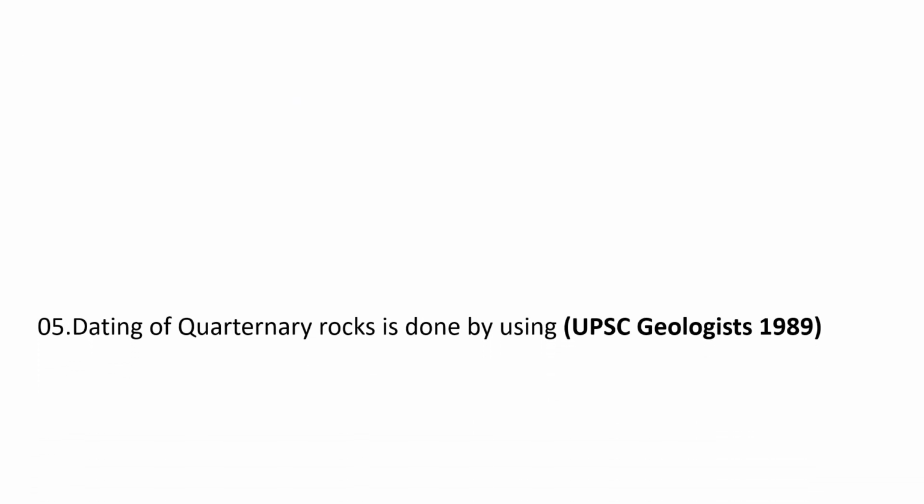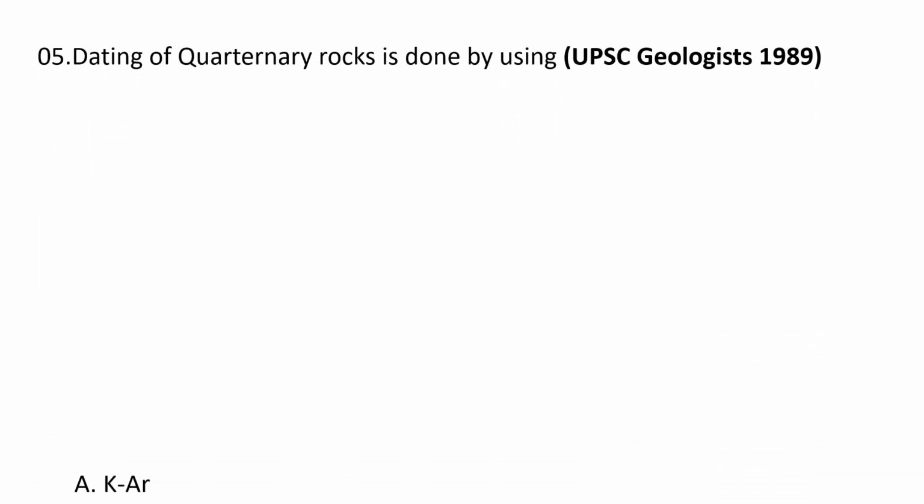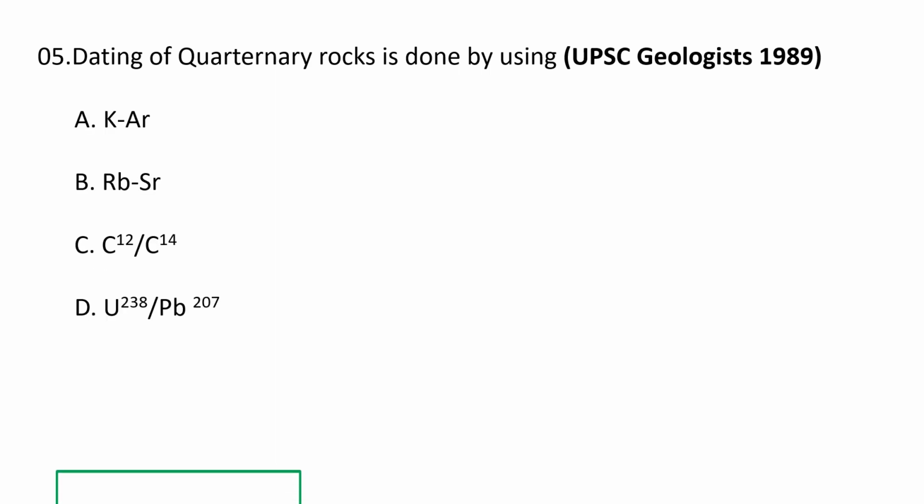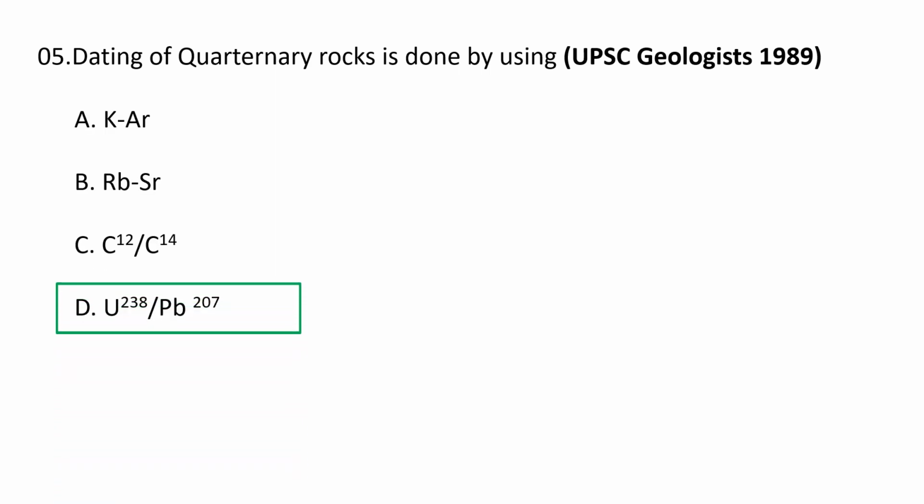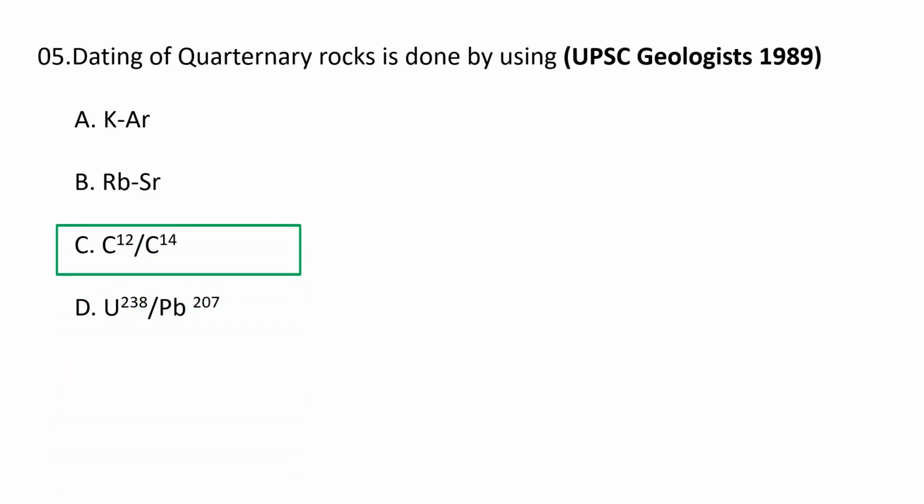Next question. Dating of Quaternary rocks is done by using A. Potassium argon method, B. Rubidium strontium method, C. C14, and D. U238 by lead 207. So dating of the Quaternary rocks is done by carbon dating. Radiocarbon dating is also referred to as carbon dating or C14 dating. It is a method for determining the age of an object containing organic matter by using the properties of radiocarbon, the radioactive isotope of carbon. C is the correct option.